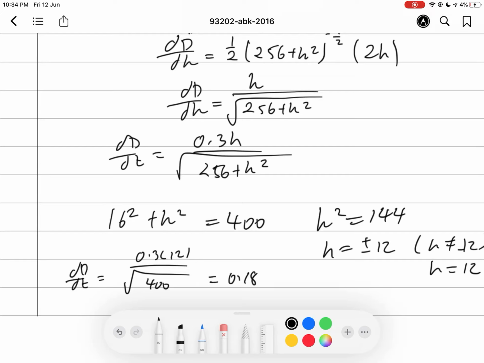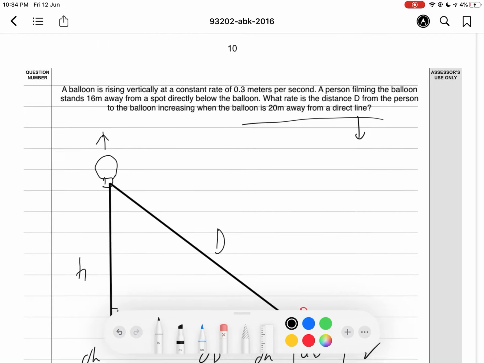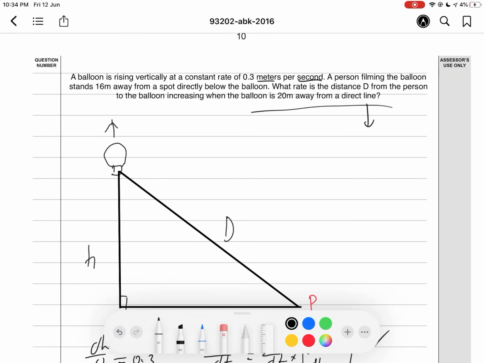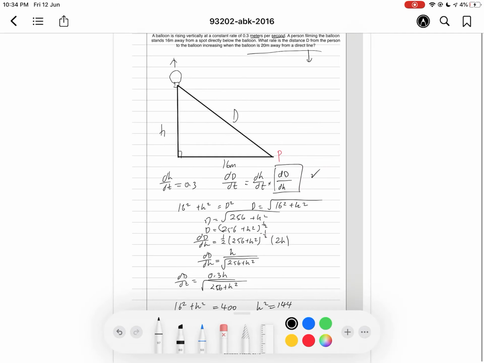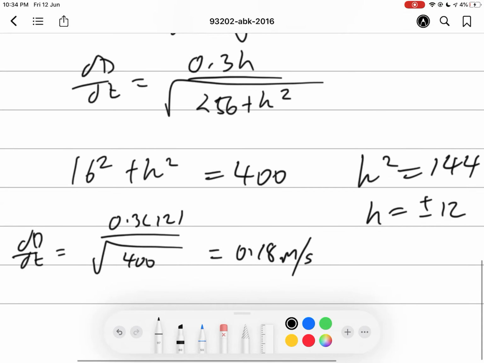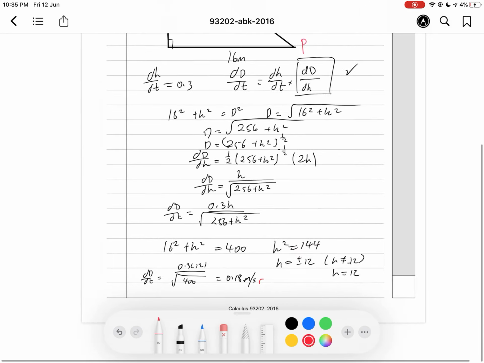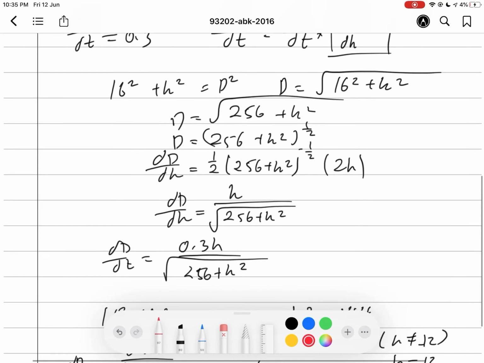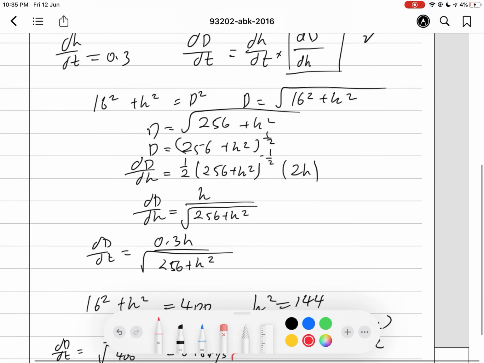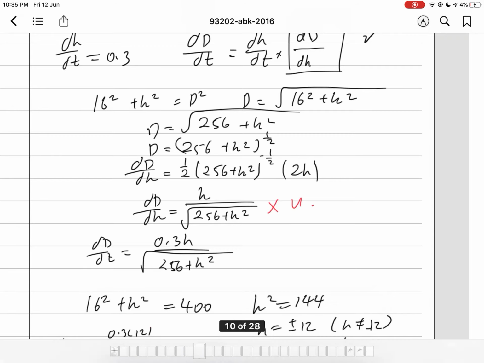Alright, that gives us 0.18, and because h is measured in meters and time in seconds, the unit will be meters per second. So seconds and meters, that will be your unit. And this is a merit level question, so getting up to here is a merit grade. To get an achieved grade, if you can find your dD over dh, that might get you an achieved, okay?